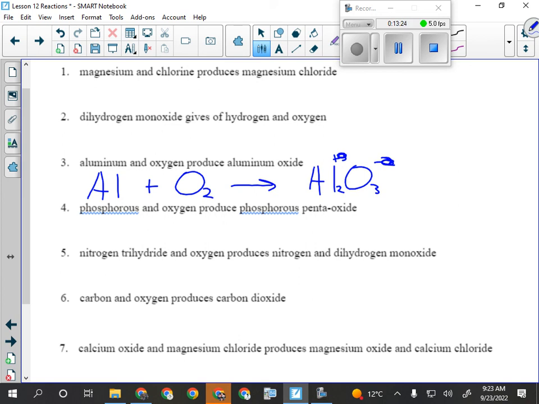Okay, if I got a 3 on one side and 2 on the other, how do I balance 3 and 2? 6, yeah. 6 is the lowest common multiple. So what do I need to put in front of aluminum oxide? A 2, right? So now I have 6 oxygens over there. If I come over here, I can make sure I have 6 oxygens over here. What haven't I balanced yet? The aluminum. How many over there on the product side? 4. So what needs to go in front of this? A 4. Perfect. Okay, and I can't reduce those numbers because 3 can't be reduced.